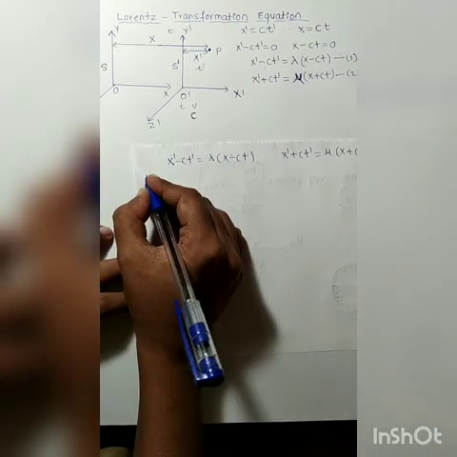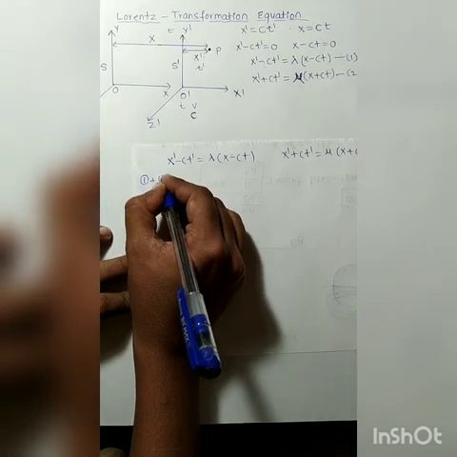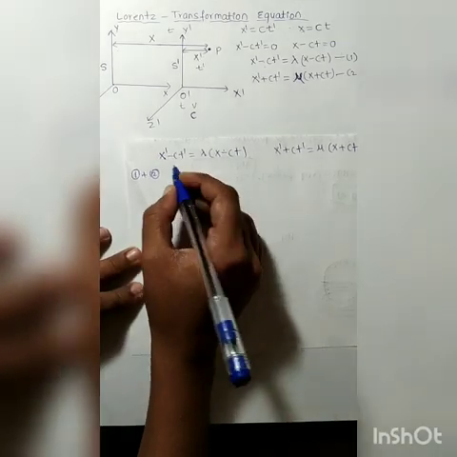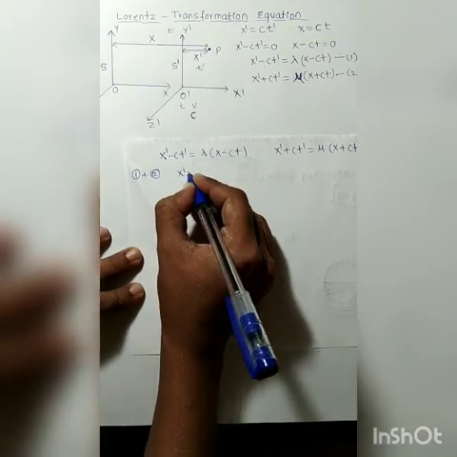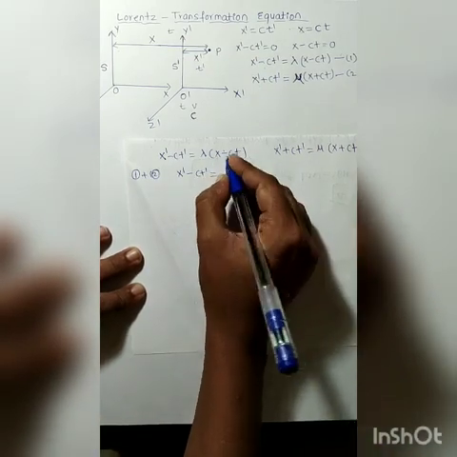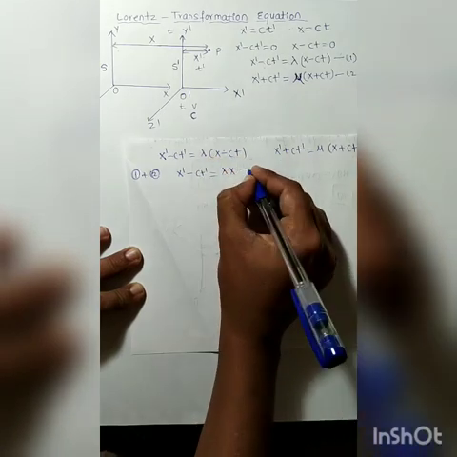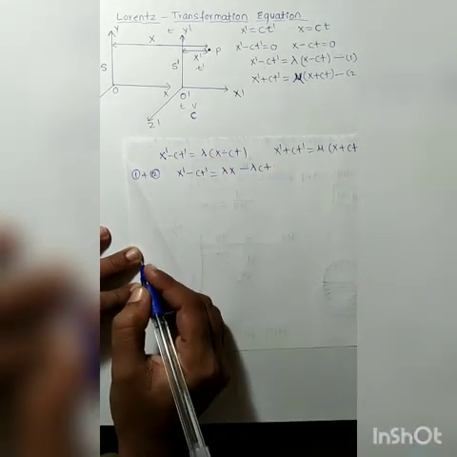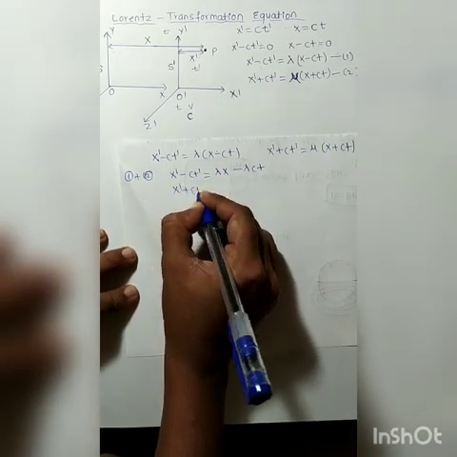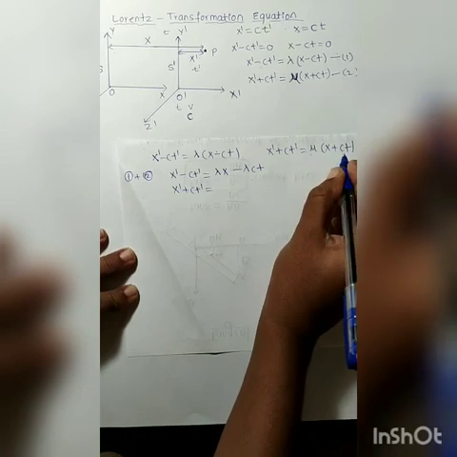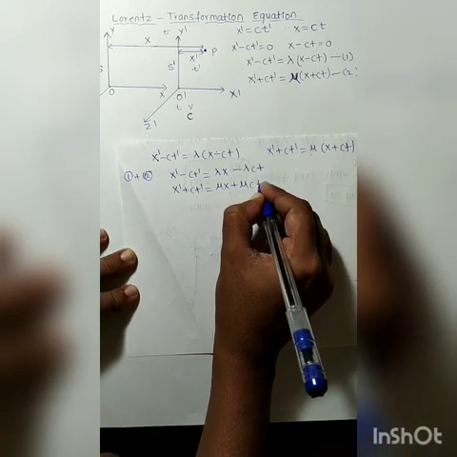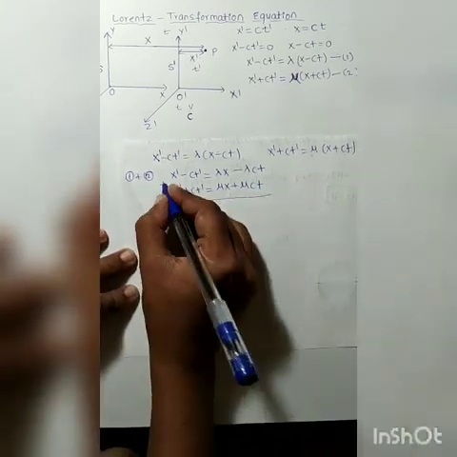Okay, so now adding the first and second equation. Multiplying inside the bracket, we get x dash minus c t dash is equal to lambda into x minus lambda into ct. Now for the second, we get x dash plus c t dash is equal to mu into x plus mu into ct. So now these two equations we should add with each other.